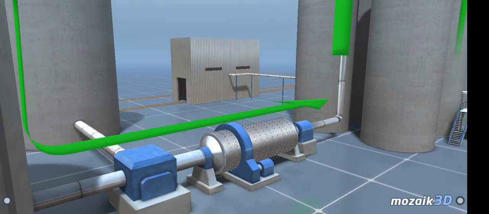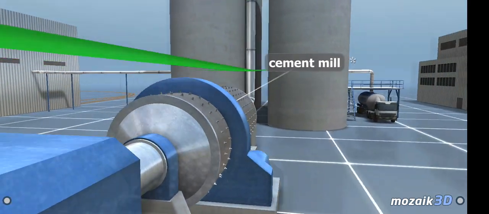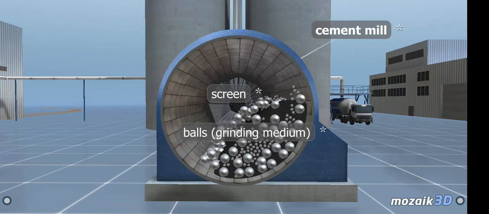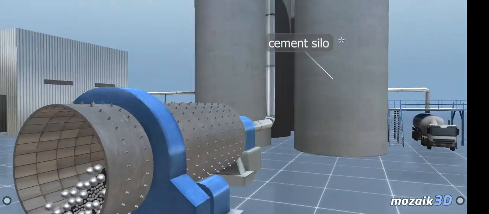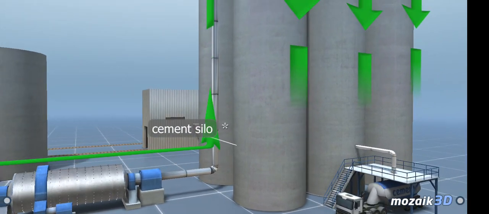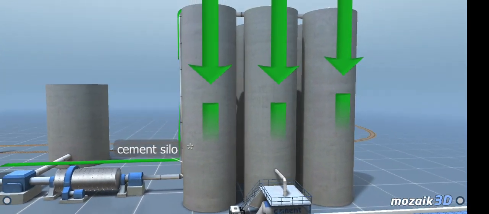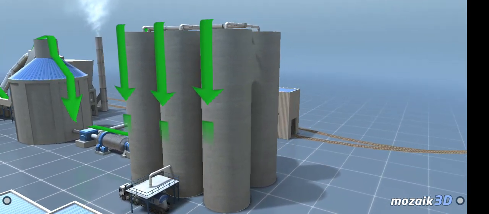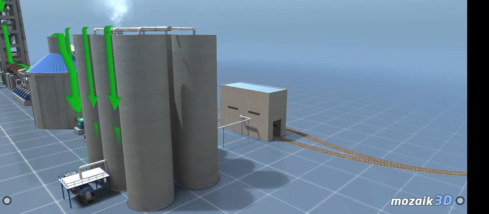During this stage, clinker is fed into the cement mill with gypsum and other additives and then ground to a specified fineness. The cement that is produced is then stored in bulk in cement silos. As cement, by nature, is sensitive to moisture, it must not be stored for a long period of time.